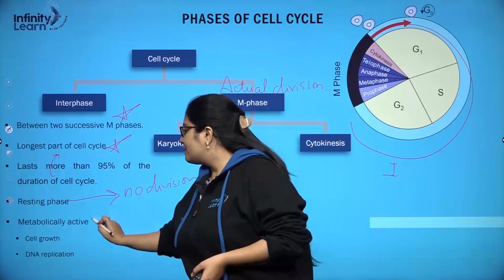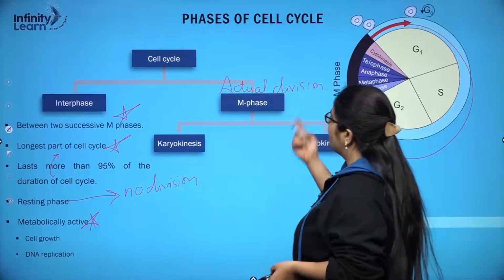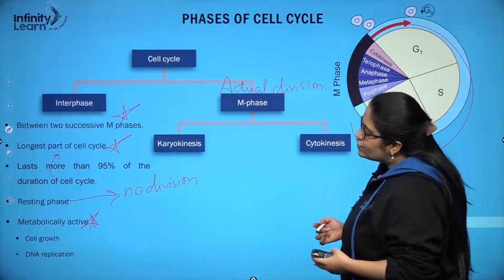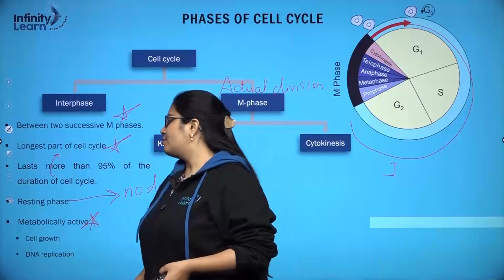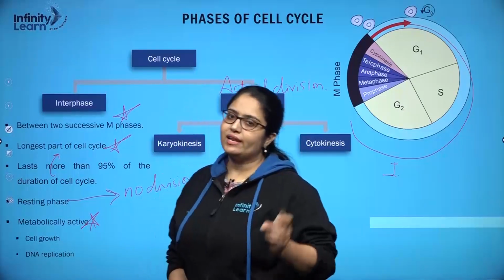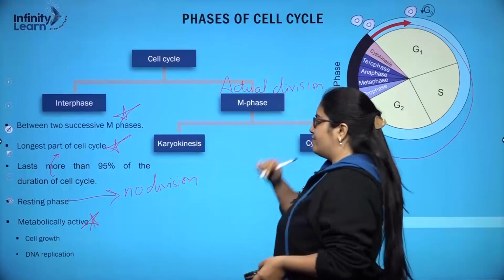So metabolically आपकी सेल एक्टिव होगी, बट ये फेज रेस्टिंग फेज कहा जाएगा. क्यों? क्योंकि आपके जो सेल है वो एक्चुअली डिवाइड नहीं कर रही है. सेल ग्रो करेगी, प्रोटीन बनाएगी, आरएनए बनाएगी, डीएनए को रेप्लिकेट करेगी, इस वजह से वो मेटाबॉलिकली एक्टिव है जब वो इंटरफेस में होती है. अब बात करते हैं एम फेज के बारे में.